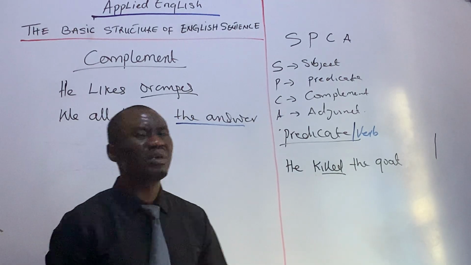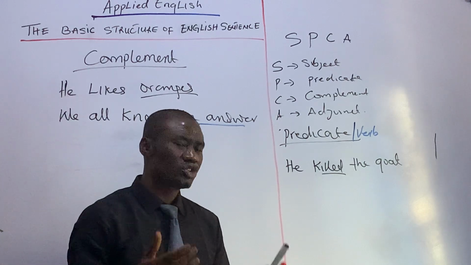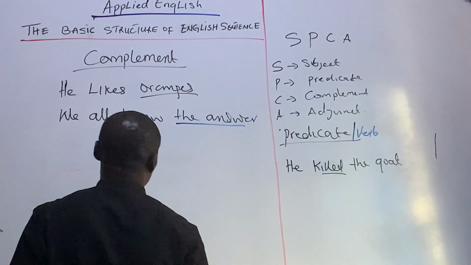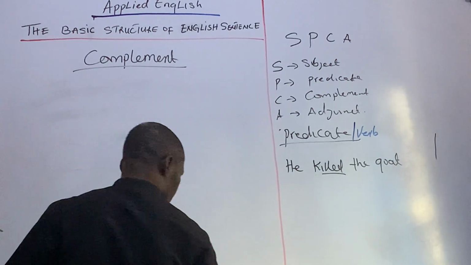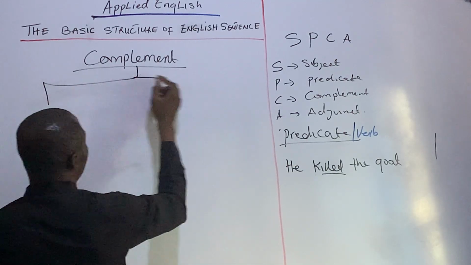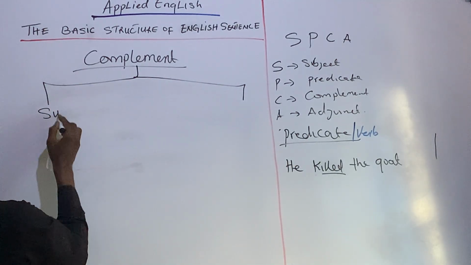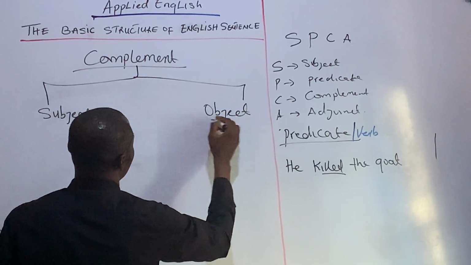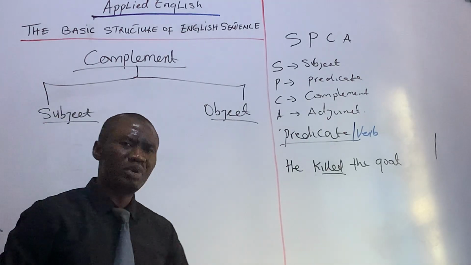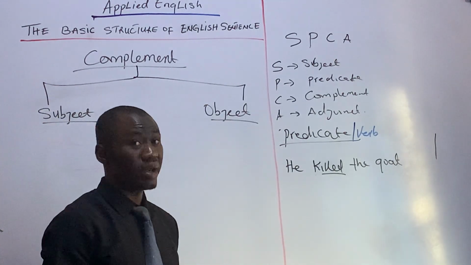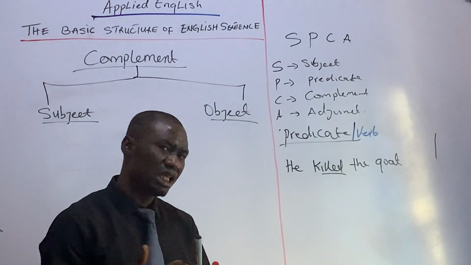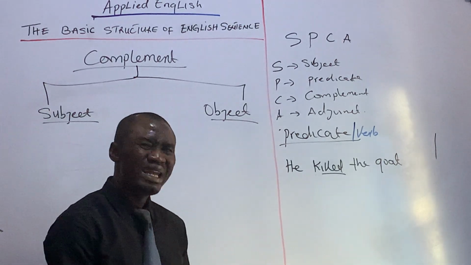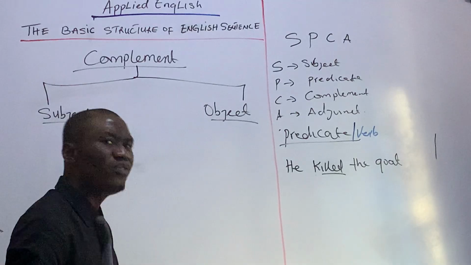Meanwhile, complement can be divided into two. We have subject complement and we have object complement. Let's divide it into two. Let's clean up this. Complement is divided into two. We have the subject complement and then the object complement. For the subject complement, it modifies or it renames the subject. Let's give you the example. I take that again. For the subject complement, it modifies or renames the subject. Let me give you an example.